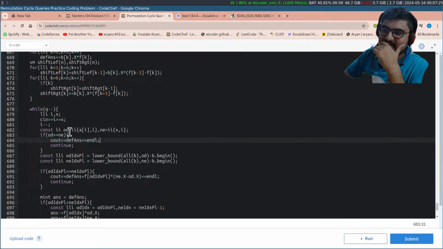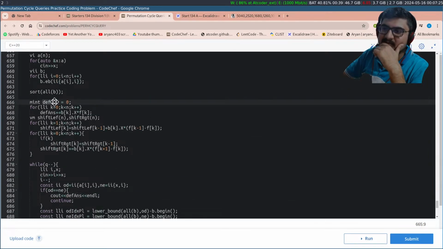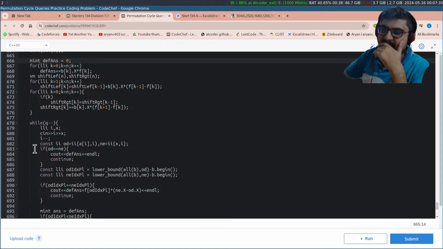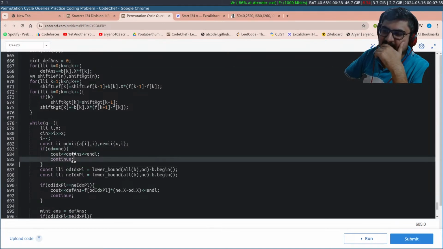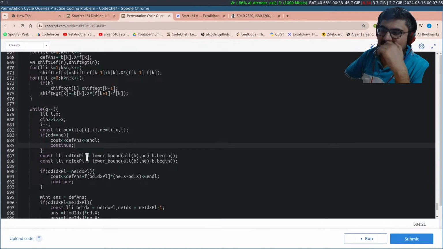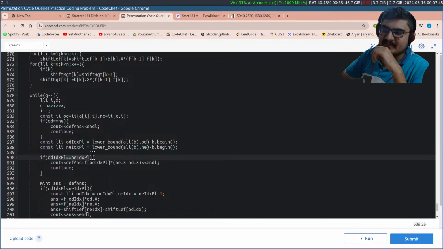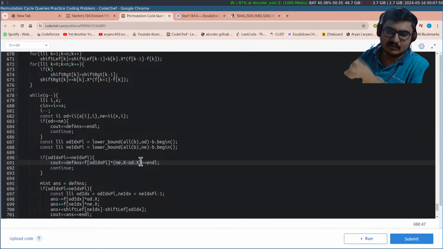Now to answer the queries, we have the default answer. We can also find, for a given range, if we shift them to the left once or to the right once, what would be the delta we need. If the given value is the same as the original value, just print the default value. Otherwise, find the place of the old index and find the place of the new index in the original list as well. If both of them are the same, take the default answer, take the multiplying factor of that place and do the difference between them.